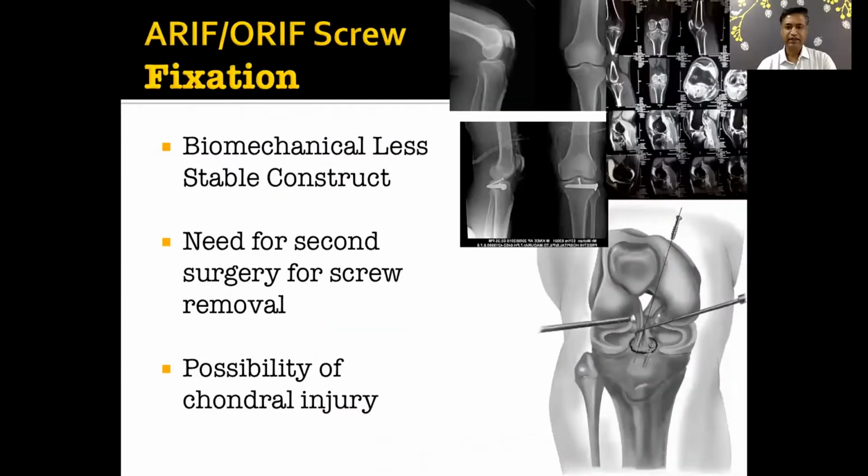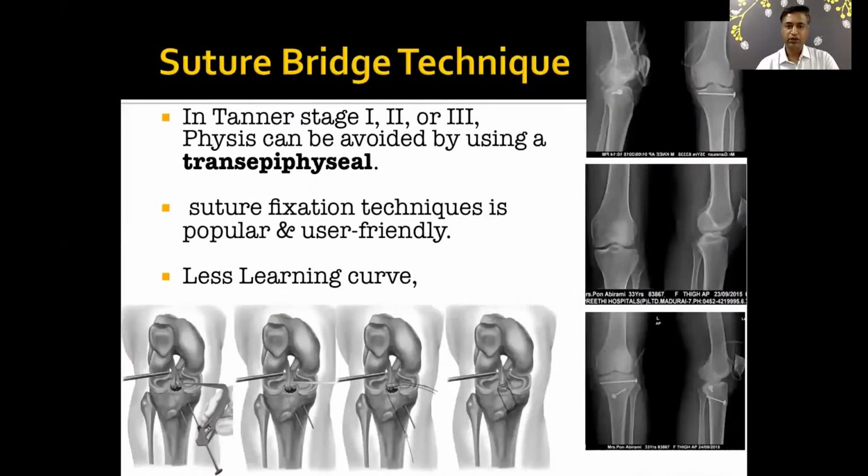So there are various ways you can do this fixation. You can use screws, you can use staples, you can use the suture twist technique, which we routinely do now. These were our initial cases where we used to use screws, and these are biomechanically less stable constructs, and they can produce chondral injuries if your screw head is not buried properly, and you may need another procedure to remove the screws. So this is the suture bridge technique.